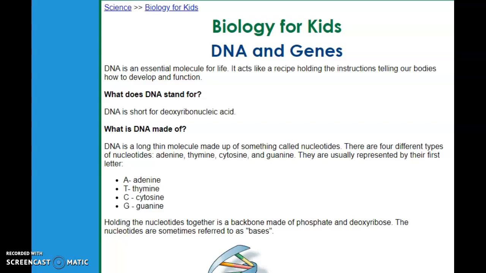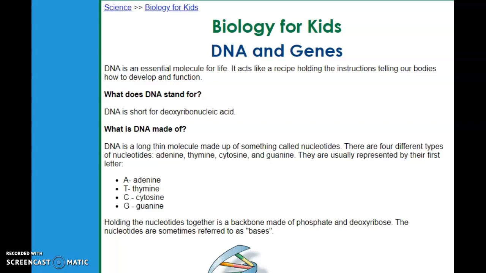What is DNA made of? DNA is a long, thin molecule made up of something called nucleotides. There are 4 different types of nucleotides: adenine, thymine, cytosine, and guanine.